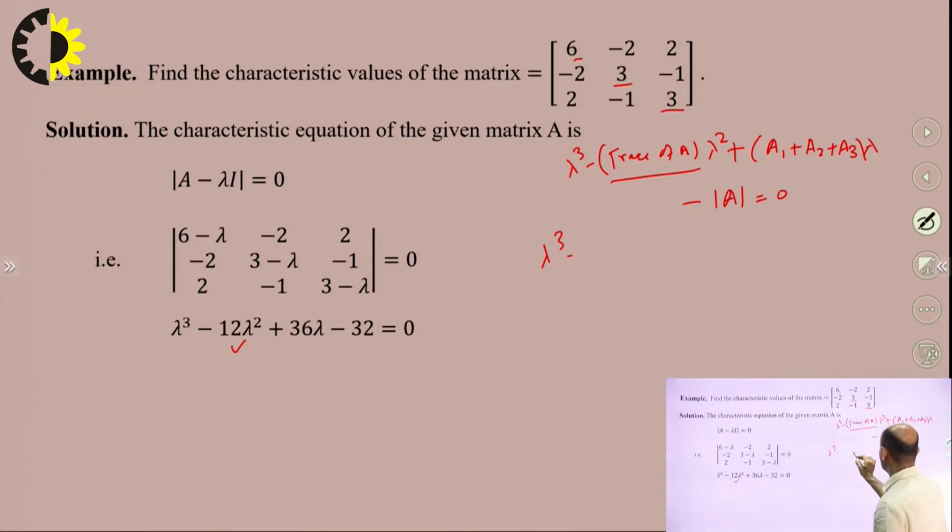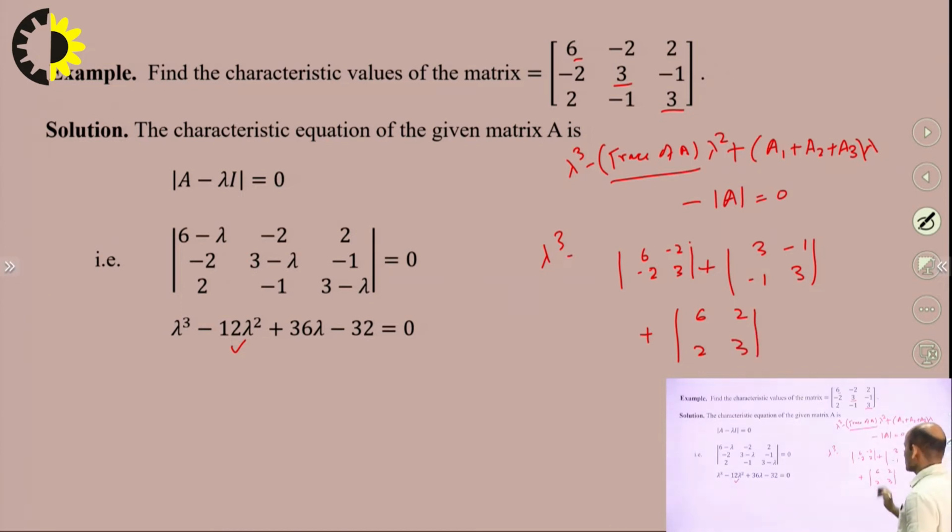So the minors: the first one is 6 minus 2 and 3, so we have 1 minus. Next one we have 3 minus 1 and 3. And last one we have 6, 2 and 2, 3. So values are 18 minus 4, that is, the first one is 14. Next we have 9 minus 1, that is 8. And last one we have 18 minus 4, that is 14. So the sum is actually 36 here.